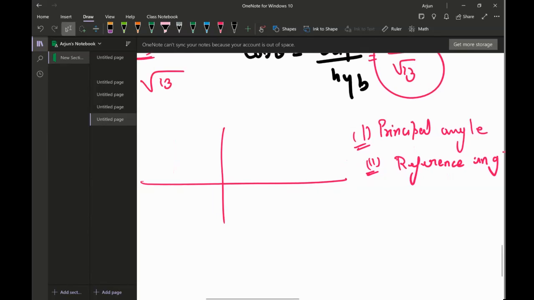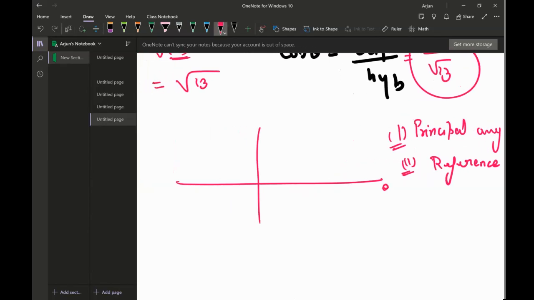Principal angle means, if this is 0 degrees, this is 90, this is 180, this is 270, and this is 360, the principal angle starts from 0 degrees and wherever it ends. Let's say if the angle is 270 degrees, the angle ends here, so this becomes the principal angle. If the angle was, let's say, 330 degrees, I start like this, keep going, and it ends somewhere in the fourth quadrant, so this will be the principal angle.